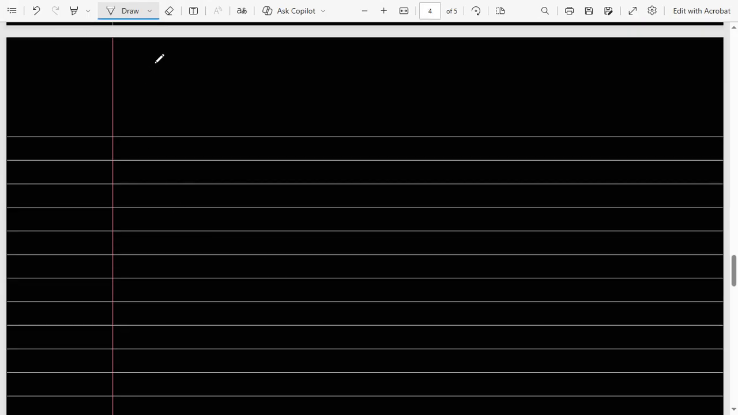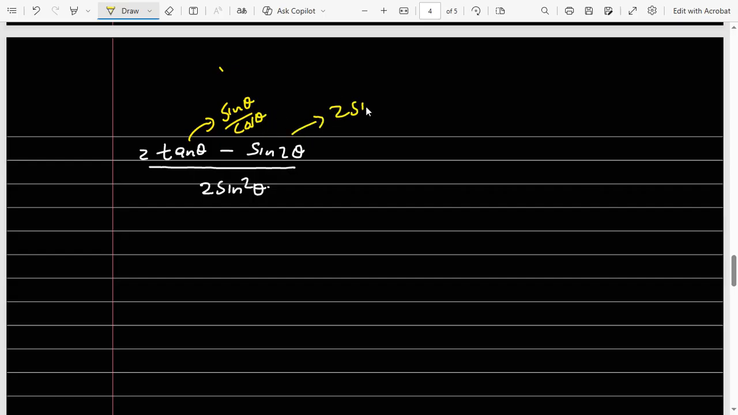So if you understand method 1, please now wait for method 2. Let's see what we can do on the second method. So remember, we have 2 tan theta minus sine 2 theta over 2 sine squared theta. Okay, so now what we are saying is that the top part, tan theta, is just sine theta over cos theta, and we're going to substitute sine 2 theta as 2 sine theta cos theta.